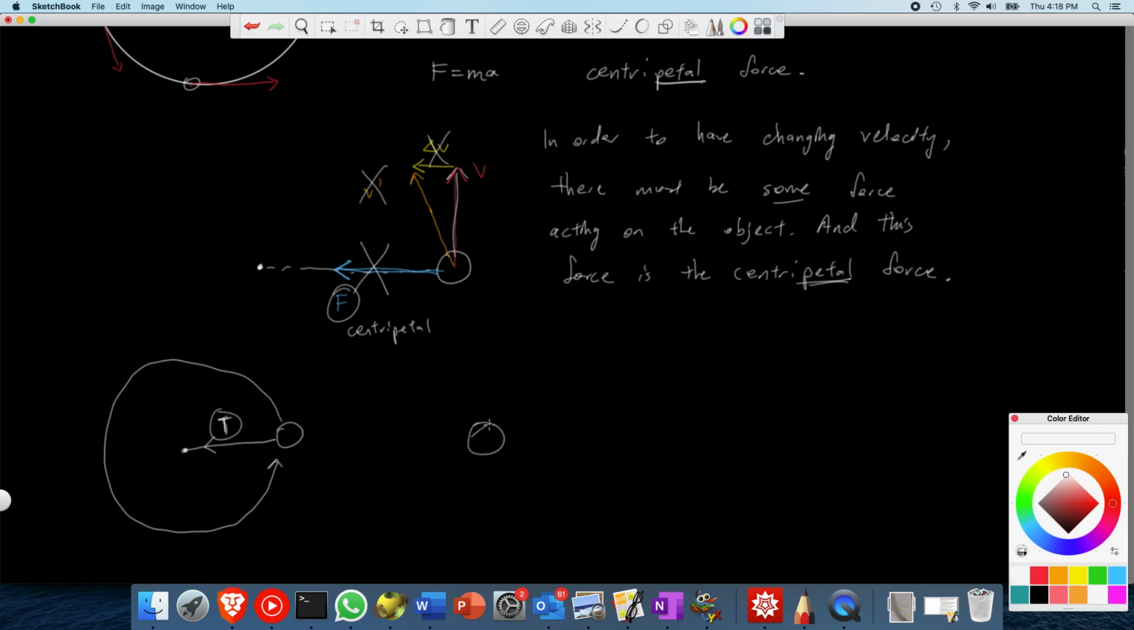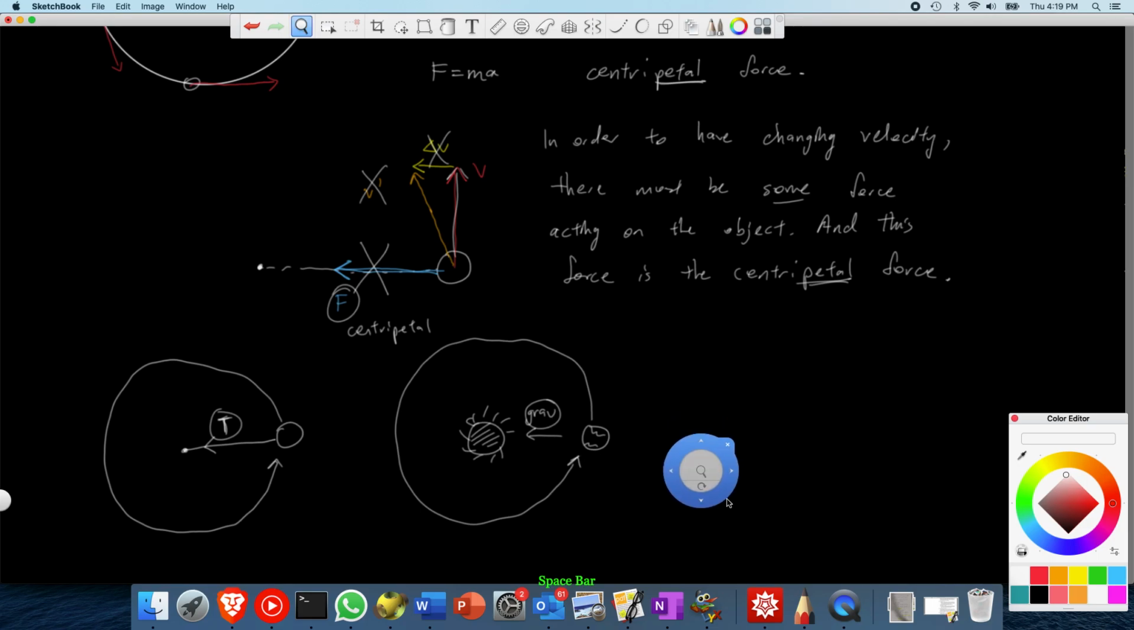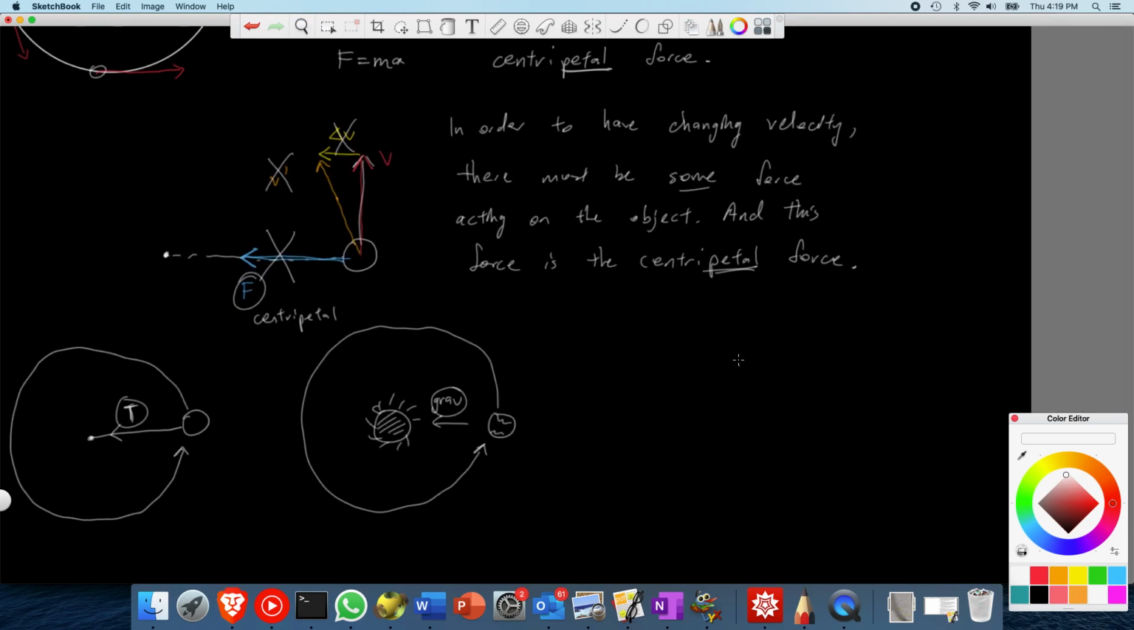Now for the case of planetary orbit, where you have the sun and you have Earth, the centripetal force that keeps this Earth within its circular motion is the gravitational force. So this gravitational force is the centripetal force that keeps the Earth in its circular orbit. Well, actually the Earth is not in a fully circular orbit, but that's beside the point.